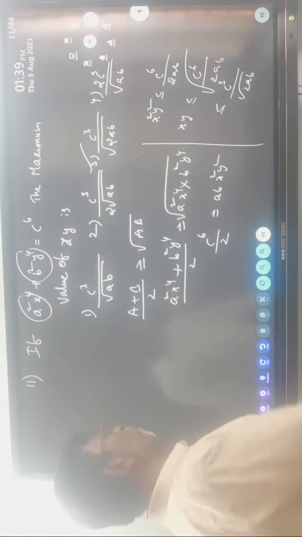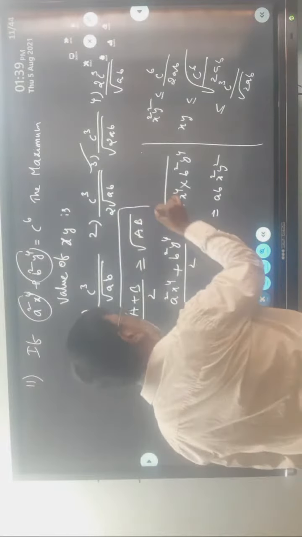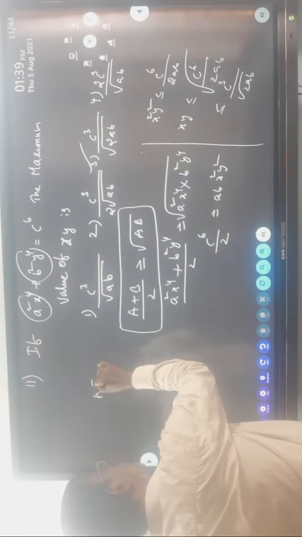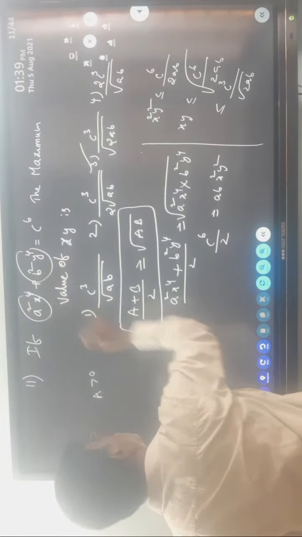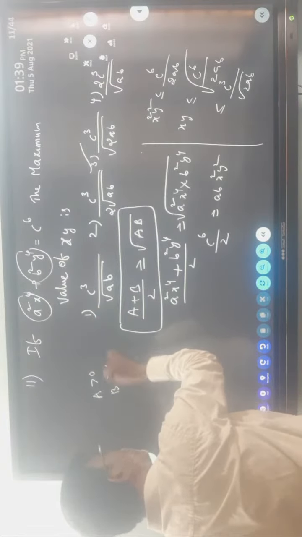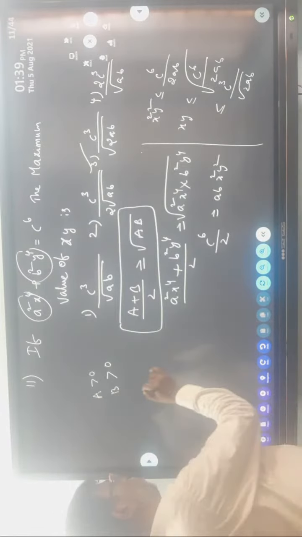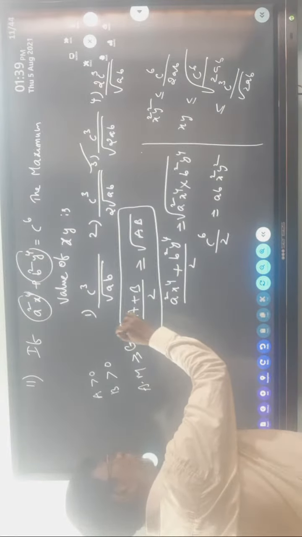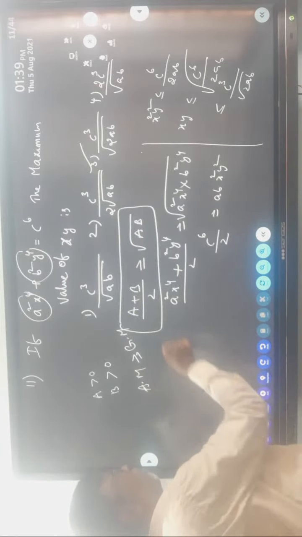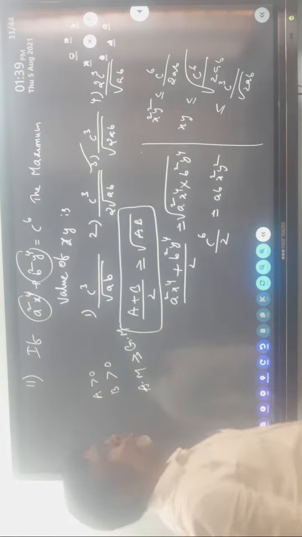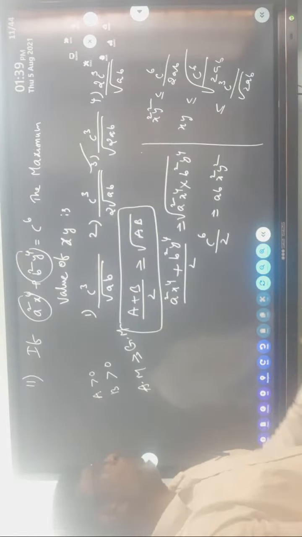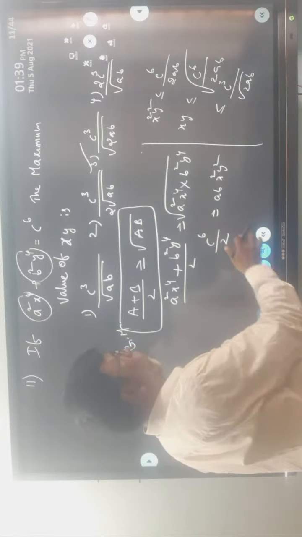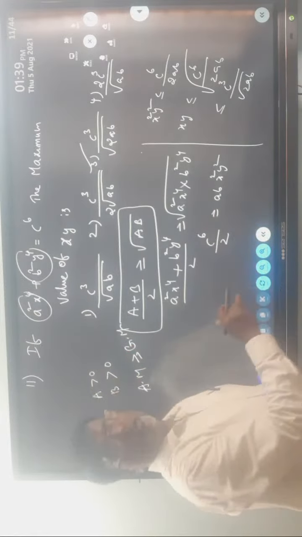So for the maximum value, once again I will explain this basic concept. Any positive numbers: a is greater than 0 because square power 4 is positive, and b is also greater than 0. So what is the concept? AM is always greater than or equal to GM. What is AM? a plus b by 2 is greater than or equal to root ab. Remember that concept and apply it. We get the answer easily. This is a very simple concept, and this is the way of solving the question.